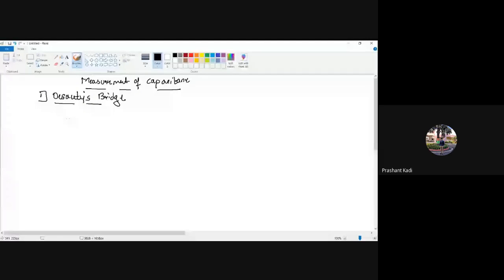Written? In the annual objective questions you may get a question like this: the measurement of capacitance is done by, and they will mention four bridge names. Among the four bridges there will be de Sauty's bridge.